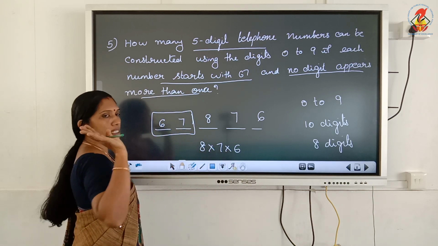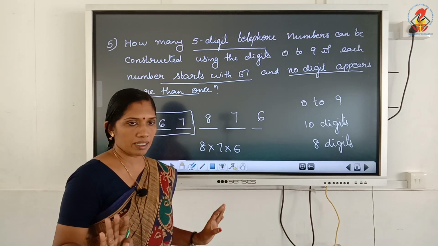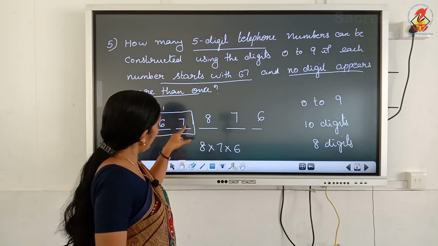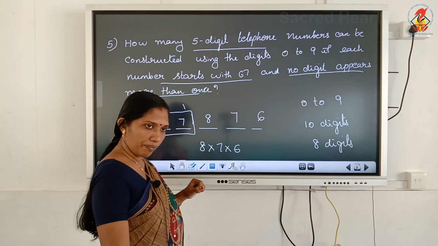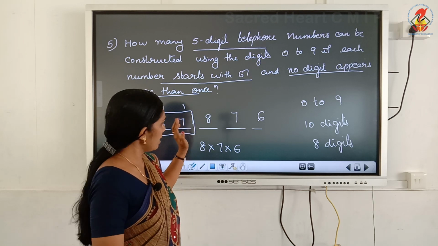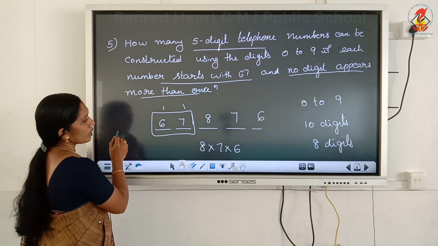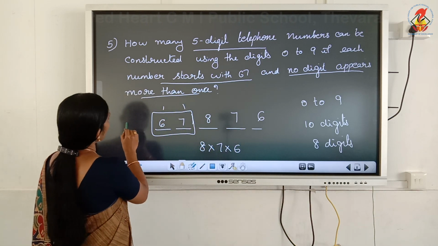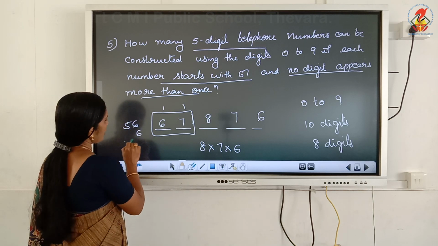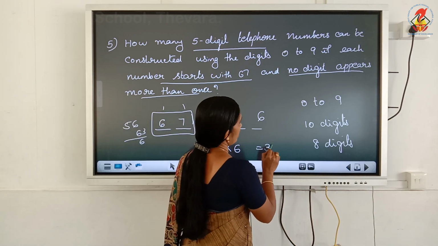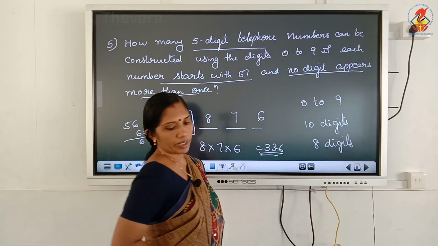The first place is fixed, it is 6. So only one way. This is filled in one way, this also filled in one way. So 1 into 1, no need of that. Just multiply 8 into 7 into 6. What's it? 8 sevens are 56, into 6, 336.